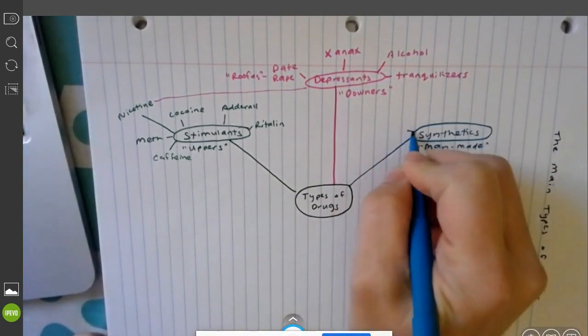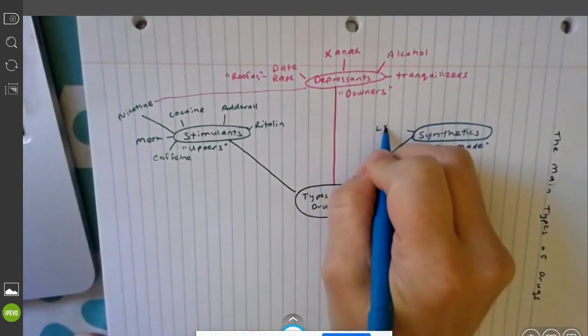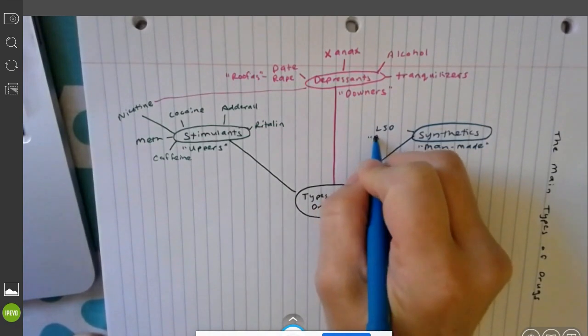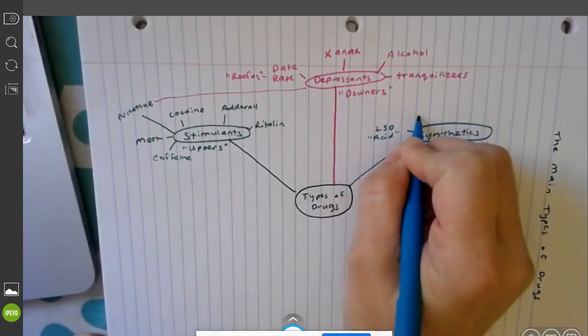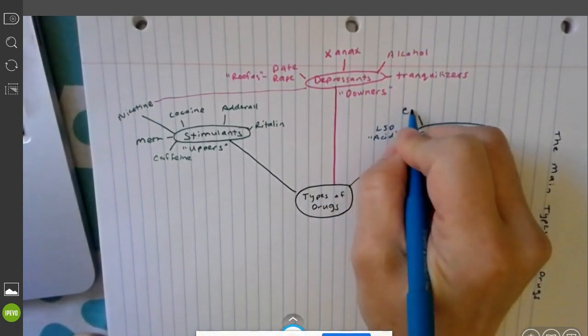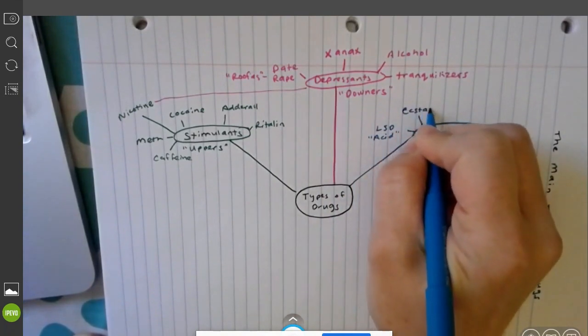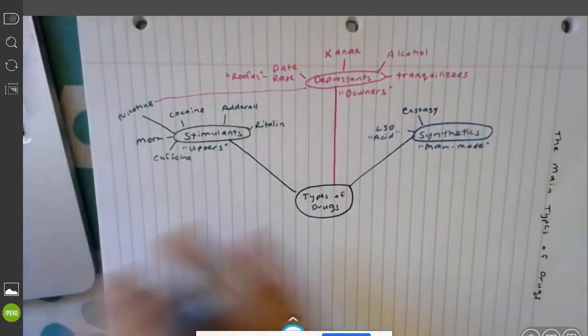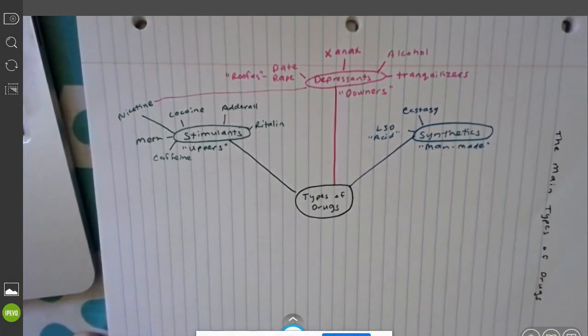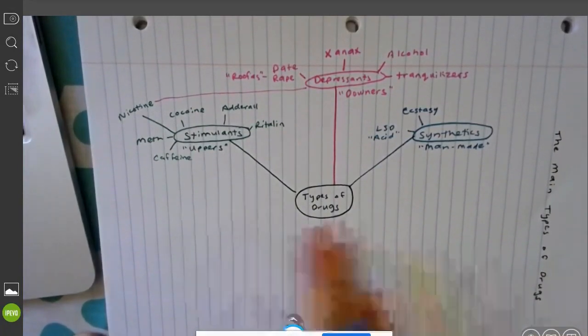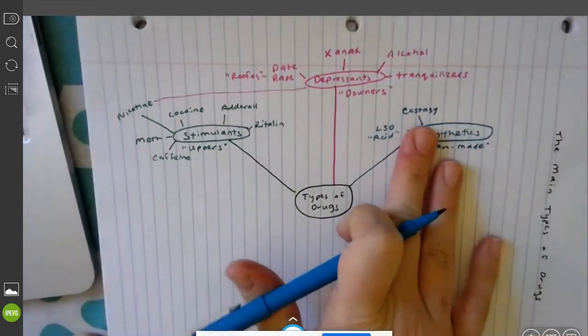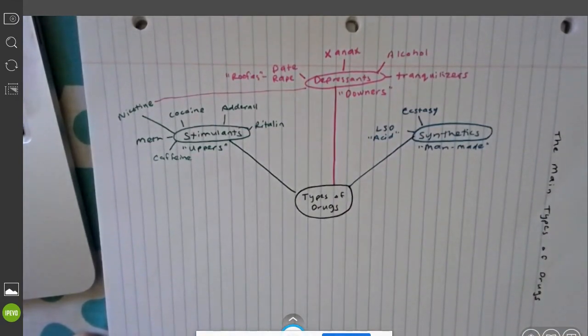An example of a man-made drug will be your LSD, which you guys know as acid probably. Ecstasy, which is your love drug. They make people feel connected and accepting and open, popular in the rave scene. It's kind of sad if you need a drug to feel those ways, but some people do.